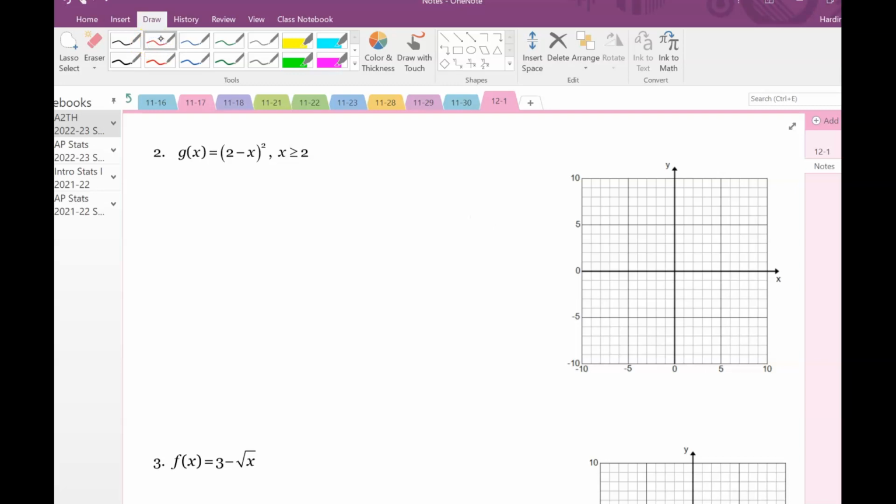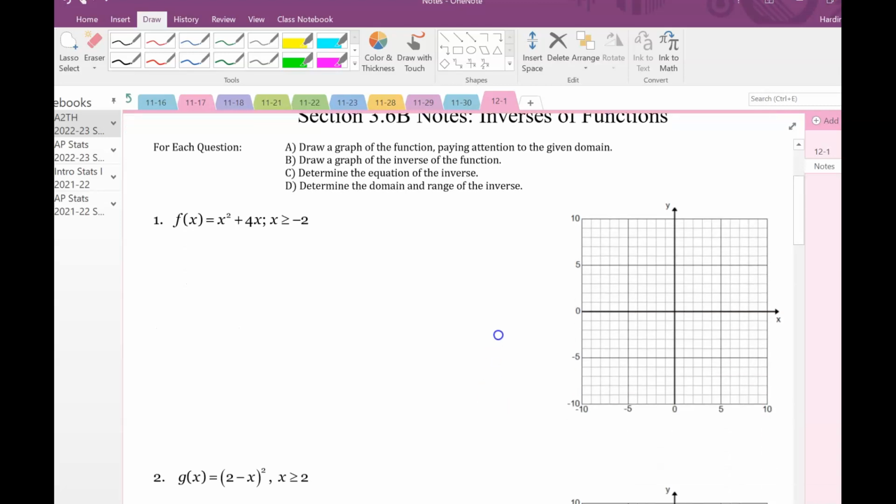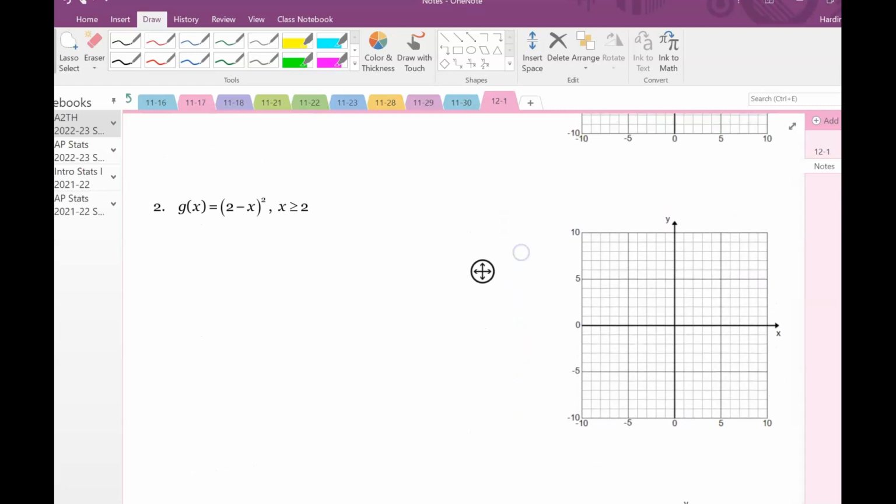For each of these problems at the top, it says what we're going to do. You're going to graph the function, making note of its domain, graph the inverse, determine the equation of the inverse, and then determine the domain and range of the inverse. So let's take a look here at number 2 to start with.